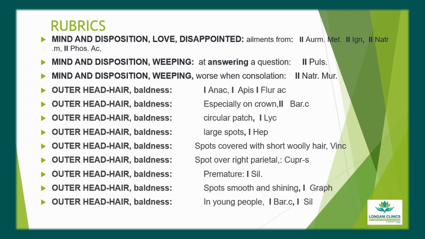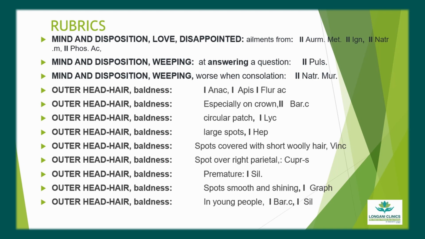See now outer head. Hair. Baldness. The drugs mentioned are anacardium, apis, fluoric acid. Hair baldness, especially on crown. The drug baryta carb. Hair baldness, circular patches, lycopodium. Hair baldness, large spots. The drug mentioned is hepar sulph. Hair baldness, spots covered with short woolly hairs, vinca. Hair baldness, spots over right parietal, cuprum sulph. Hair baldness, premature. The drug mentioned is silicea.